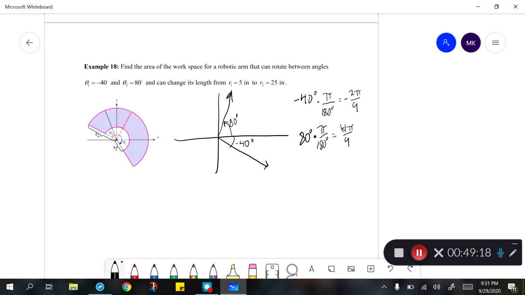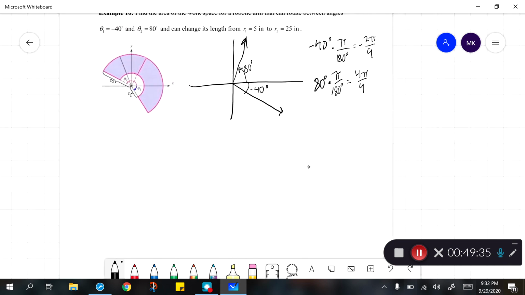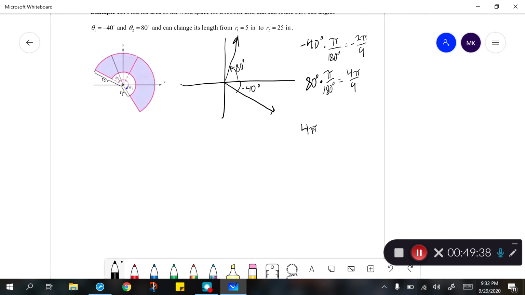Now, how do I add these together? Well, I don't just add them, because then I'd end up with 2 pi over 9, which isn't correct, because this one here is negative. So what I have to do is very calmly take 4 pi over 9 and subtract negative 2 pi over 9. And what do we get? We get a lovely 6 pi over 9, because when we subtract a negative, that becomes a plus. All right, so that is our final angle measure.